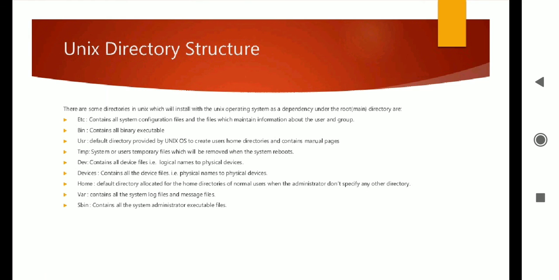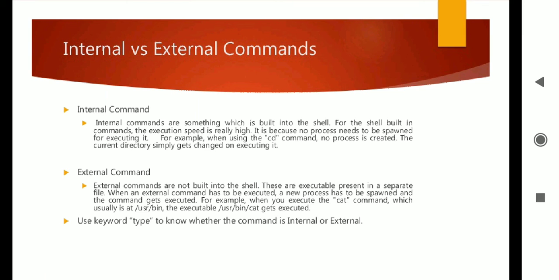Okay, so then there are two types of commands. Of course, this may be the last slide. Internal command and external command. Basically in the operating system, especially the character user interface, you can find two types of commands, internal and external. Generally all internal commands come with the shell. Internal commands are something which are inbuilt into the shell. For shell built-in commands, the execution speed is really high because everything is built into the shell.